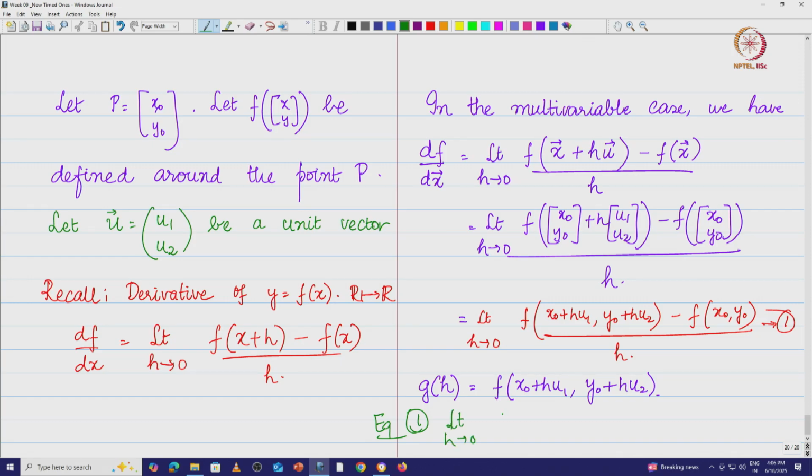This is going to be g of h, the first term that I have is g of h minus f of x naught comma y naught. When will I get x naught comma y naught? When I put h is equal to 0, I will get x naught comma y naught. So, I am going to call this as g of h minus g of 0 divided by h, right. This is what I am going to have. So, this expression basically boils down to this upon this substitution.